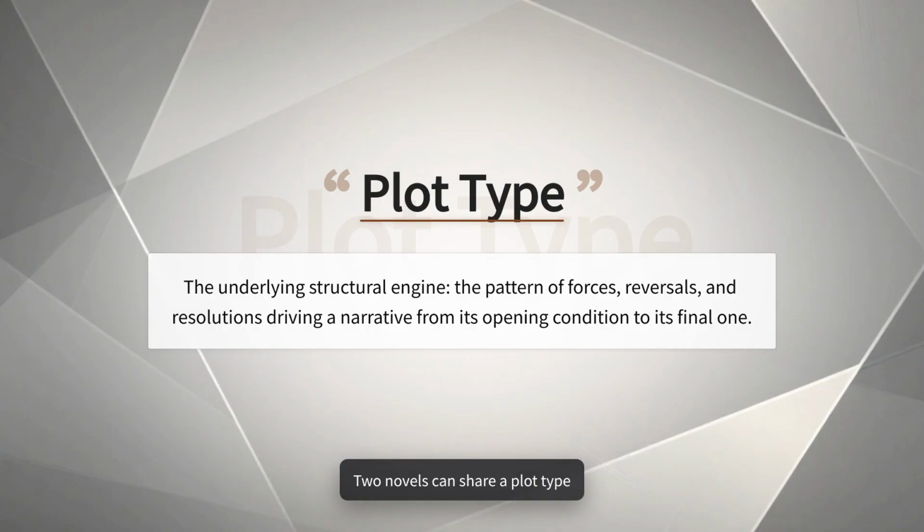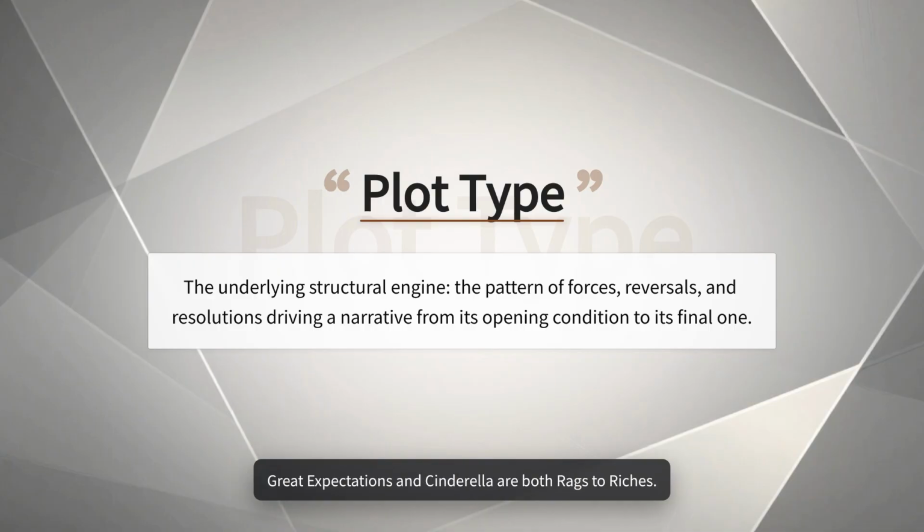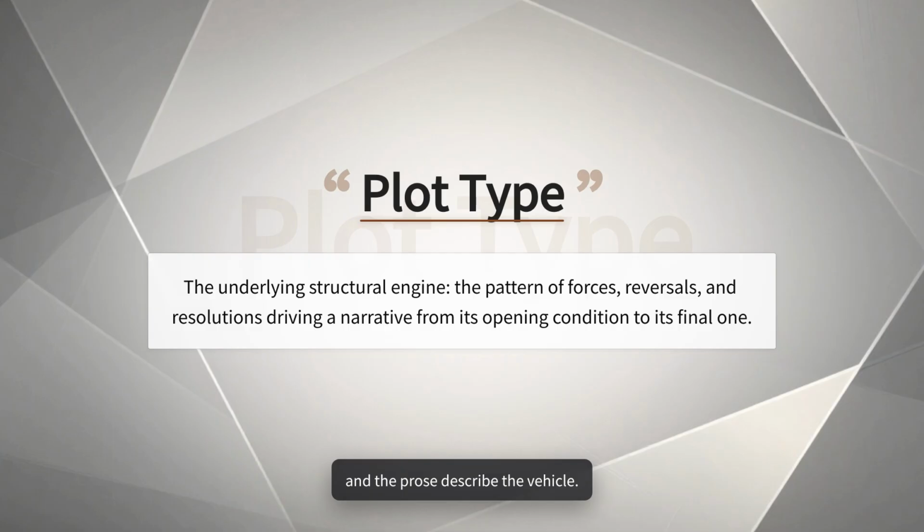2 novels can share a plot type and be unrecognizable as relatives. Jaws and Beowulf are both overcoming the monster. Great Expectations and Cinderella are both rags to riches. The plot type describes the engine. The genre, the setting, the characters, and the prose describe the vehicle.